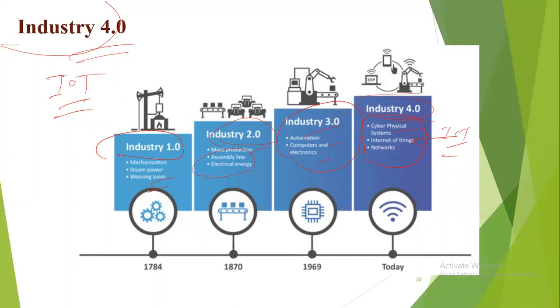Now, this term Industry 4.0 came from Germany. The German government is trying to move all their factories into Industry 4.0. Industry 4.0 is nothing but making their industries smart, like smart people, smartphones, smart devices. We say everything is smart, but not smart factories. So like that, they are trying to implement smart factories.